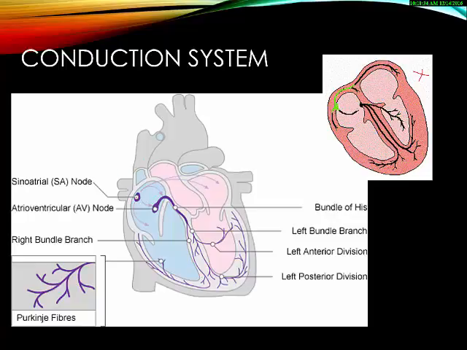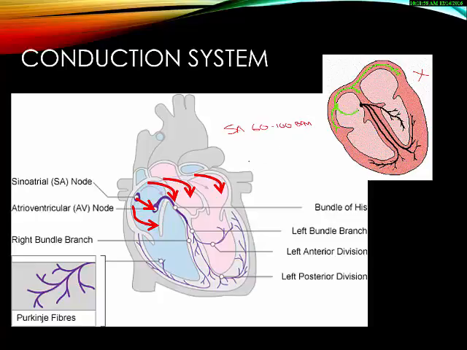So remember how this works. We have your SA node up in the right atrium, and the SA node generates your beats. And remember, the intrinsic firing rate of the SA node is somewhere in the realm of 60 to 100 beats per minute.